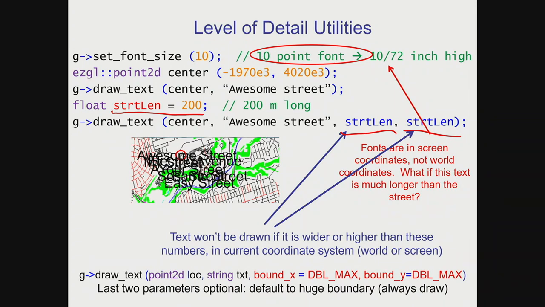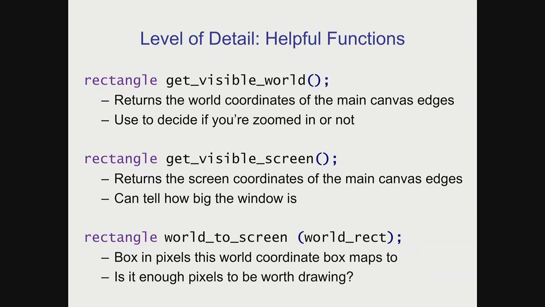So basically, if I change my code by just adding in these two other parameters, and I set them intelligently, to the size of the street in my world coordinates, then when I'm zoomed out, this won't happen. That text just won't be drawn. If I zoom way in and this street starts filling half of my screen, the name will suddenly appear. That's one helpful function, right? You can make your text do this, a how-big-am-I test before it draws.